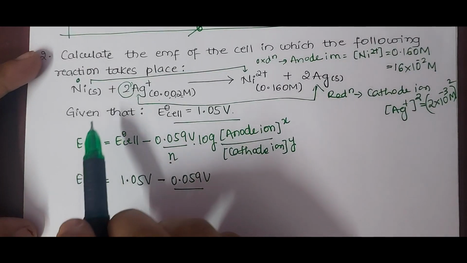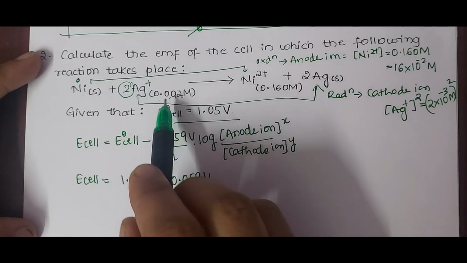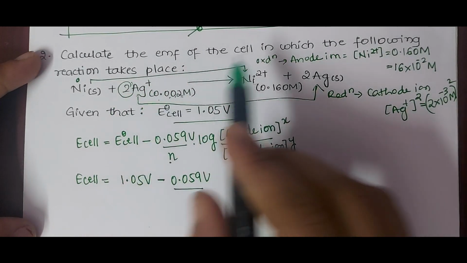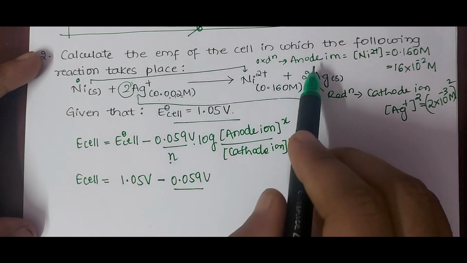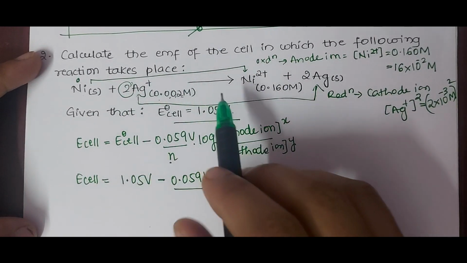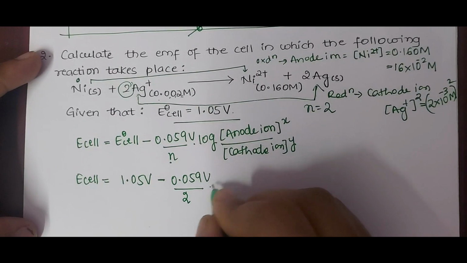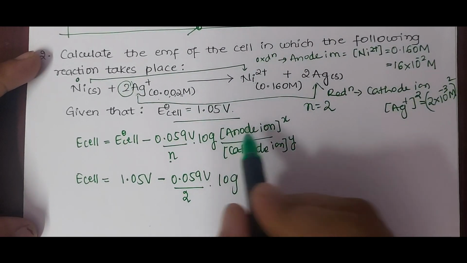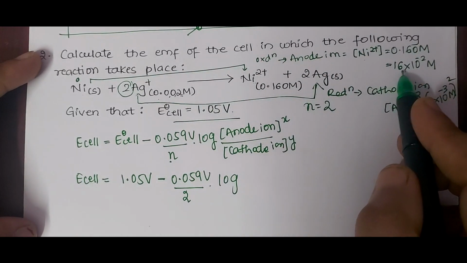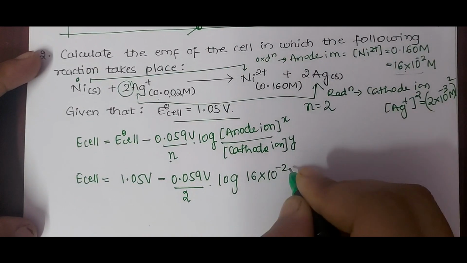N value is, so here if you see nickel changes from 0 to plus 2 means 2 electrons are lost, plus 1 2 moles are there, so 2 into plus 1 is plus 2. Plus 1 to 0 means it's gaining 1 electron, 1 ion gains 1 electron, 2 will gain totally 2 electrons, so N value here is equal to 2. So then log of anode ion, anode ion is Ni2 plus ion, and its concentration what we have found out here, simplified as 16 into 10 to the power minus 2.